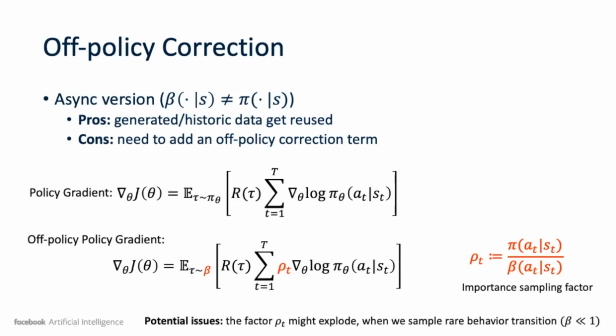But then there's a problem. The problem is that rho t can go to infinity. If you hit an action that you have never experienced in your behavior policy, but you experience it once in a lifetime, then this rho t will basically blow up. So in practice, people put a cap on rho t, so that the estimation is not unbounded, and then the algorithm can be pretty stable.